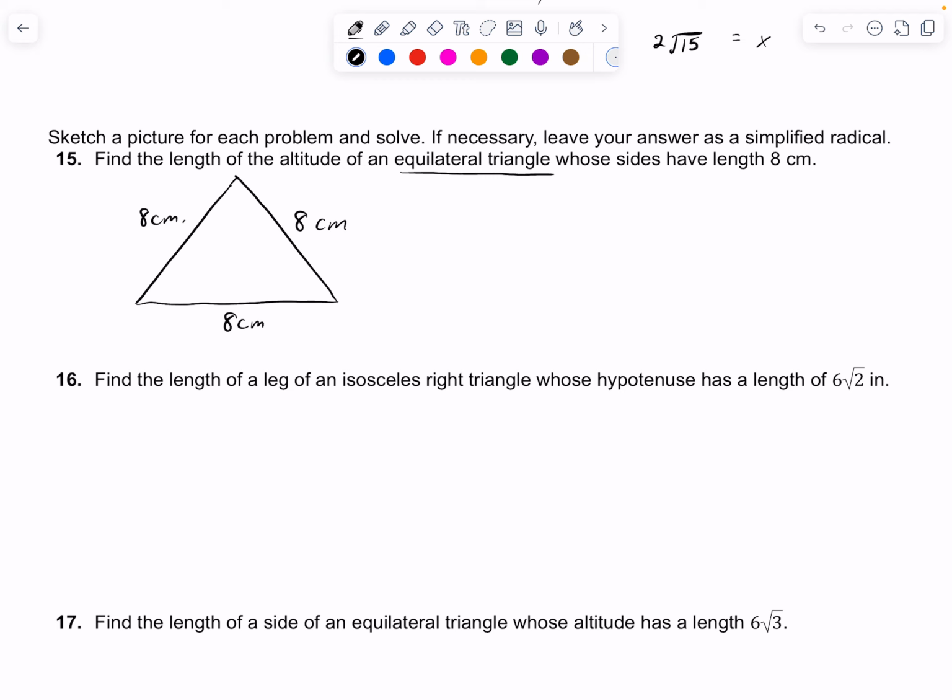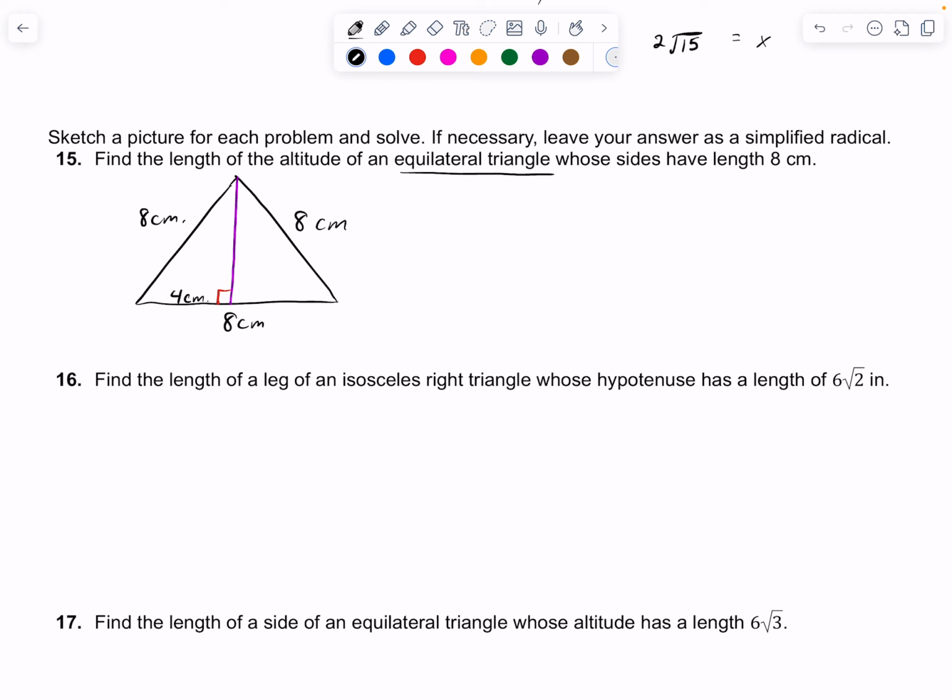Okay. Then it says we're trying to find that altitude, so I'm going to draw that altitude right there, which makes that right angle here. Okay, so we're trying to find that. Now, when you do this, because that altitude is drawn to be perpendicular to the opposite side, it creates, this is now 4 centimeters right here, all right?